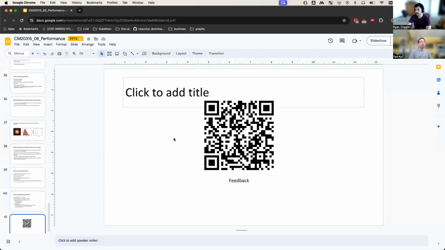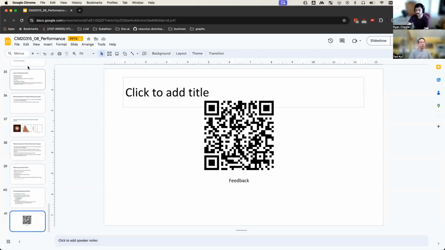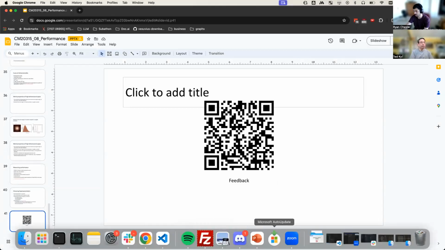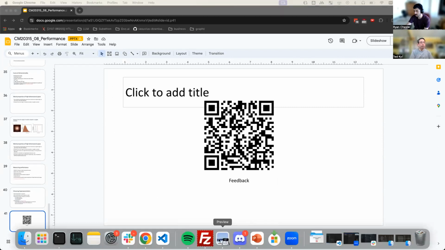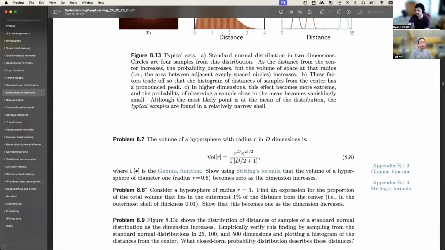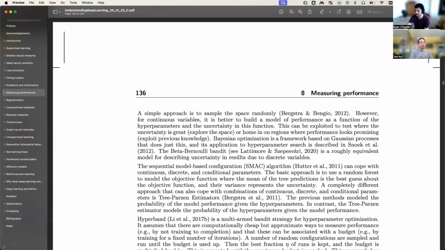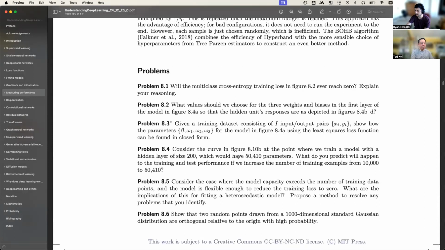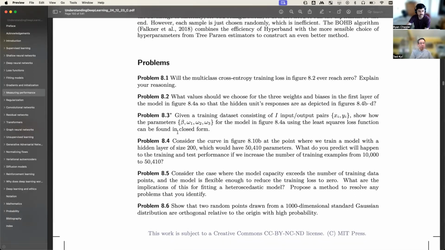All right, so that's the end of the slides. I can pull up the book, and we can look at some problems. The problems for this chapter were a little bit weird. There's one or two we can discuss, and then the others it's just sort of calculate a bunch of stuff or look at this high dimensionality stuff.